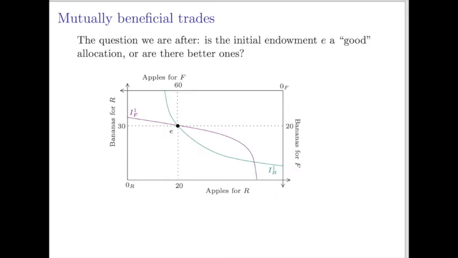Okay, so let's suppose we start with our endowment. We don't change anything. We say, all right, Rob started with his 20 apples and 30 bananas, and Friday started with his 60 apples and 20 bananas. And that's our allocation E. Is that a good place to be? Or are there better allocations? Is there a way to make everybody better off?